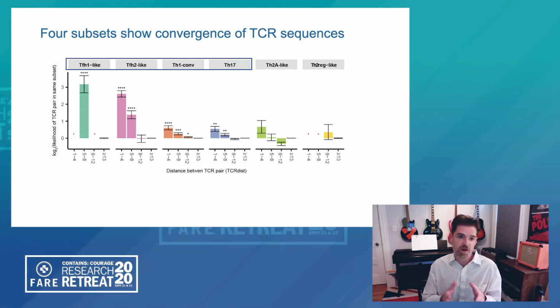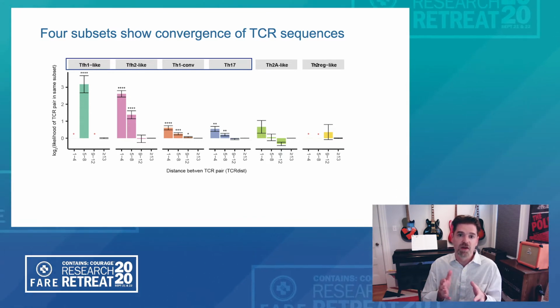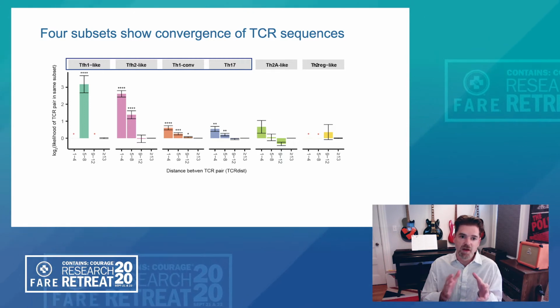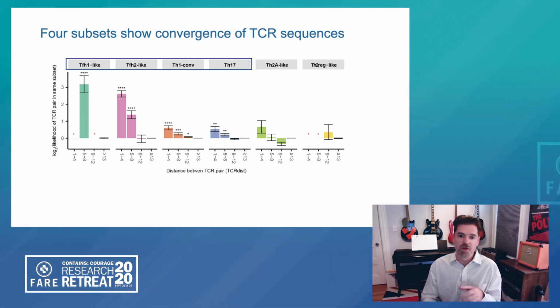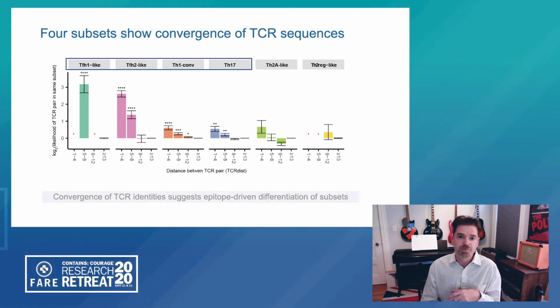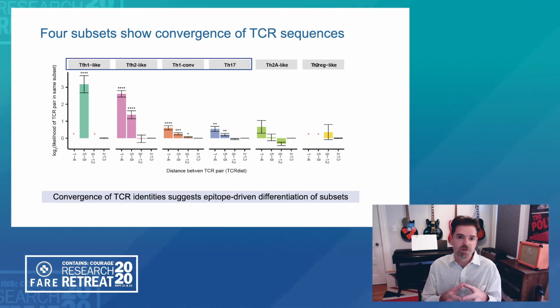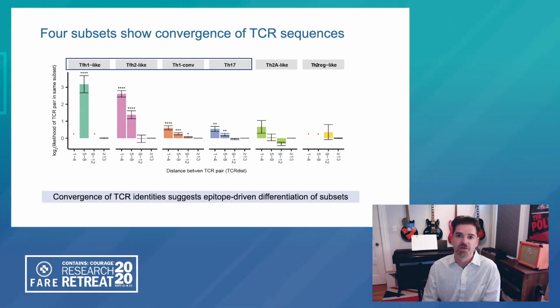And so for 4 types, the TFH1-like, TFH2, TH1, and the TH17, we actually see that the overall similarity of the TCR types is very similar based on a metric like TCR-DISC developed by Paul Thomas's lab. And so what this really suggests to us is that there is perhaps a convergence of the TCR identities that's associated with these phenotypes that's driven by epitope recognition and a differentiation of the subsets.